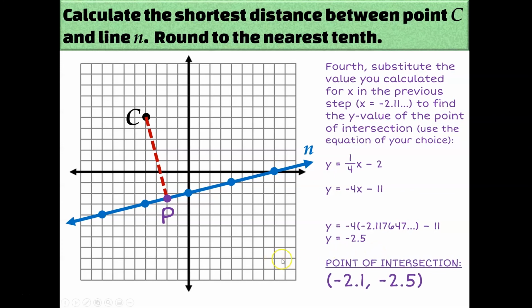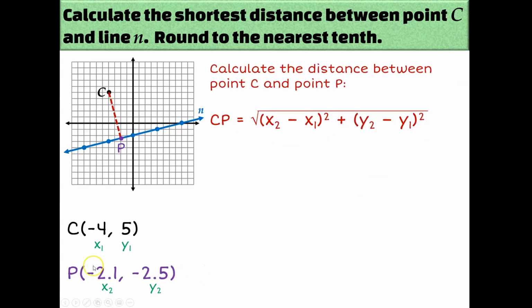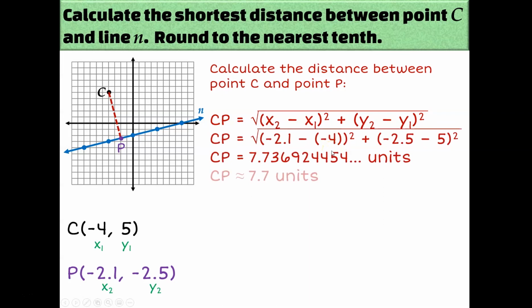Okay, so now we finally know that the point of intersection between CP and line N is point P, negative 2.1, negative 2.5. So I'll take the coordinates for P and the coordinates for my original point C and plug them into the distance formula, and I get approximately 7.7 units.